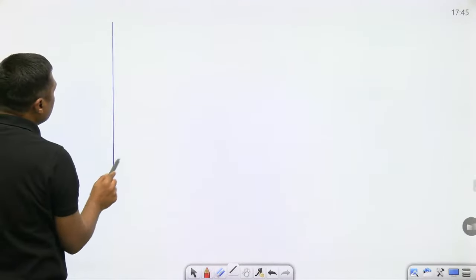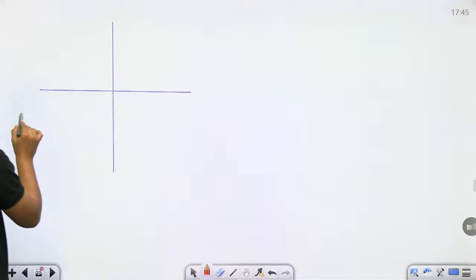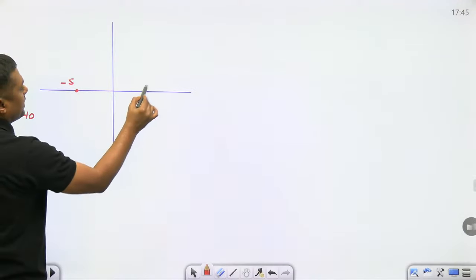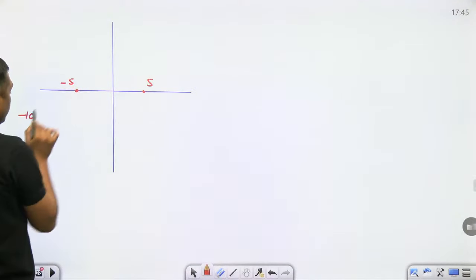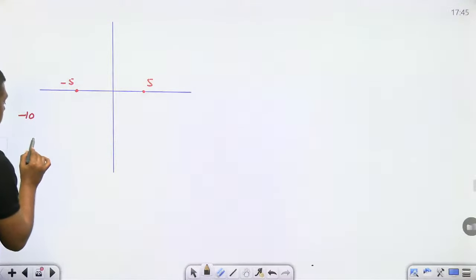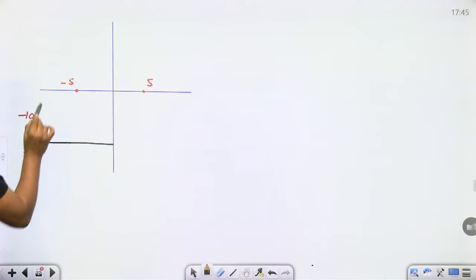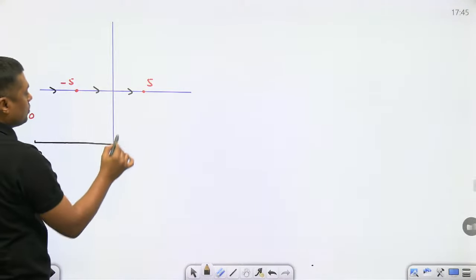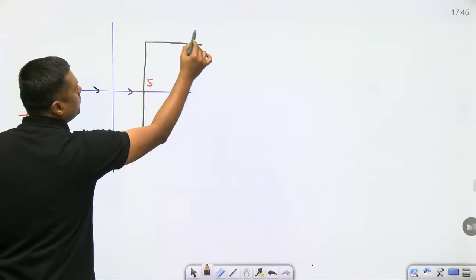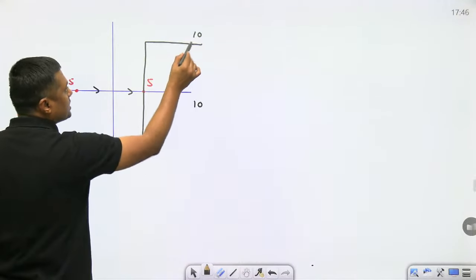In one question, you will be able to solve all types of questions, guys. Remember, when the input is highly negative, for example minus 10, this is the threshold level plus 5, this is the threshold level minus 5, and so on. When it is highly negative, what is the output? Plus 10. When the input crosses the upper threshold, then there is a change in the output from plus 10 to minus 10. When the input is highly positive, 10 volt, plus 10, this is the output.